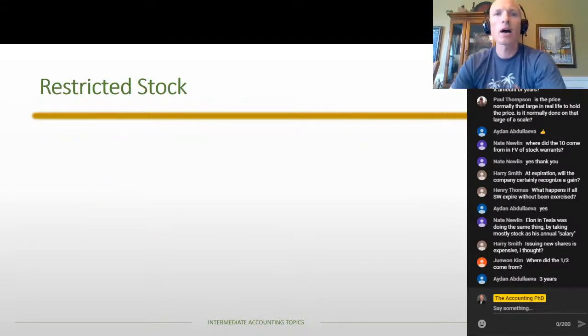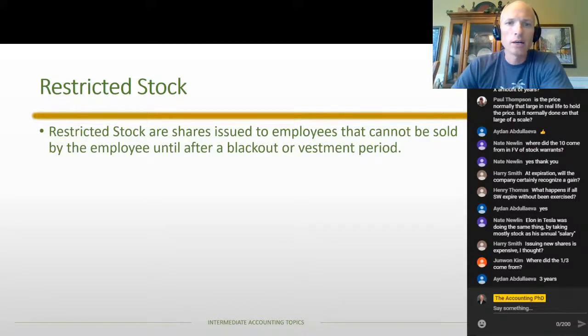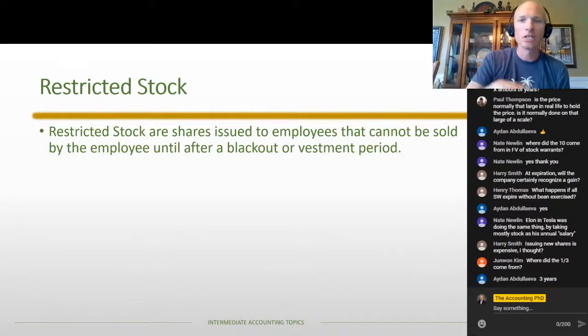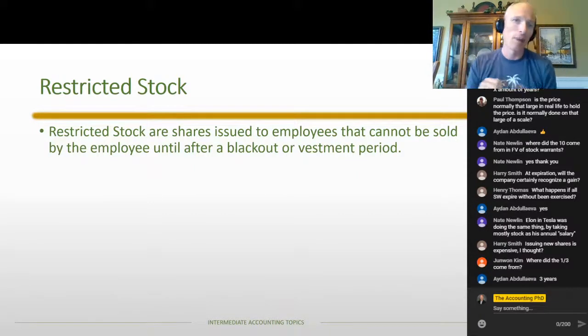Okay, so now let's talk about restricted stock. For restricted stock, basically these are shares that actually get issued to the employees, so this is important. They actually issue these shares to the employees, but the employees can't do anything with them until after a blackout or vestment period. Usually, by the way, these shares are held in a trust, and the trust has very specific legal terms around it that basically the employer can put shares into the trust, but they cannot take them out. Only the employee can take them out after the vestment period.